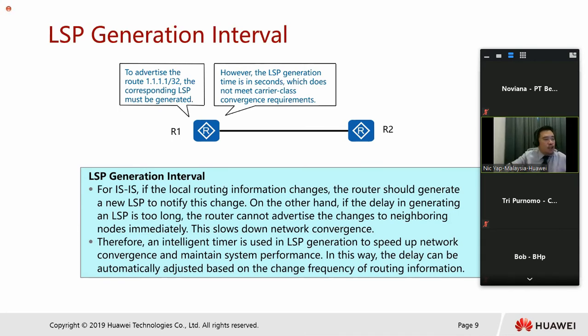If the local route information changes, the router should generate a new LSP to notify the change. On the other hand, if the delay in generating an LSP is too long, the router cannot advertise the change to neighbors immediately. This slows down the network convergence. Therefore an intelligent timer is used for LSP generation to speed up network convergence and also maintain the system state. Setting the intelligent timers determines how fast I can send this information out.